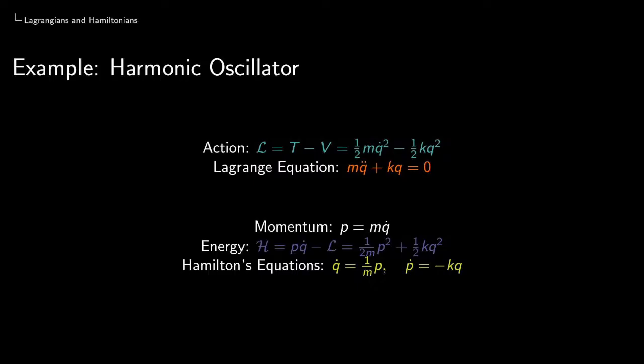We can compute the momentum of the system, m q dot, by just taking the derivative of L with respect to q dot. With that in mind, we can then find the energy of the system: the Hamiltonian is equal to p q dot minus the Lagrangian, and doing a little bit of algebra, we get 1/2m p squared plus 1/2 k q squared. Then applying Hamilton's equations, we find these two equations: p dot equals minus k q and q dot equals 1/m p.